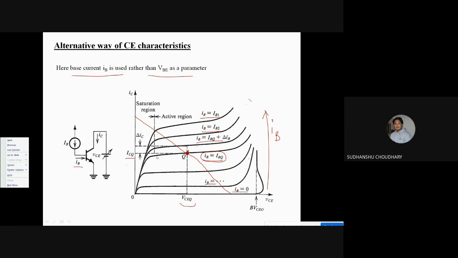Again, we also have to remember that from here onwards is my active region, and this is my saturation region. So saturation region in BJT and active region in BJT. However, in MOSFET, we had seen that these two regions were reversed. That is, the saturation region was here in the MOSFET and the active region was here in the MOSFET, right? So for MOSFET.